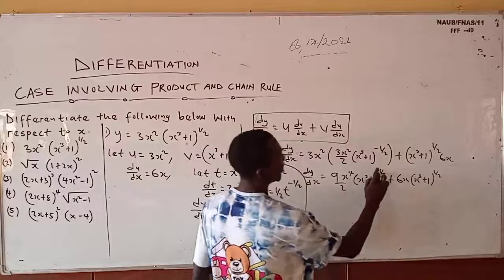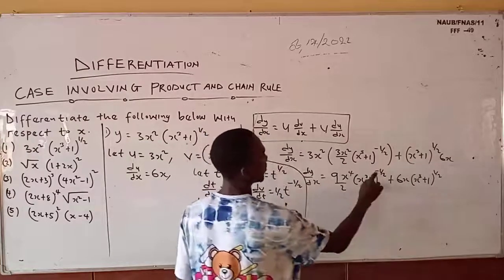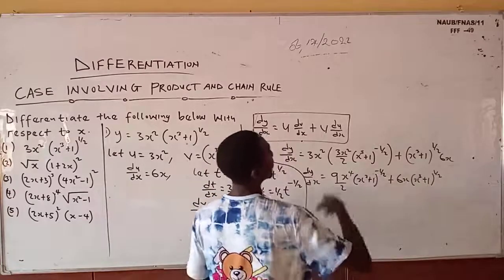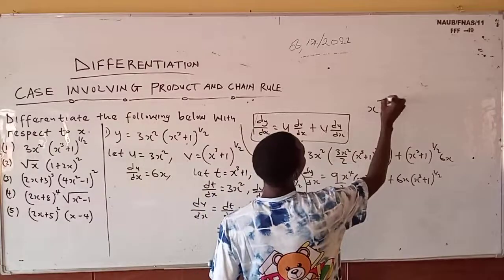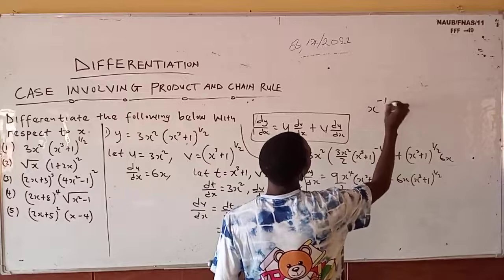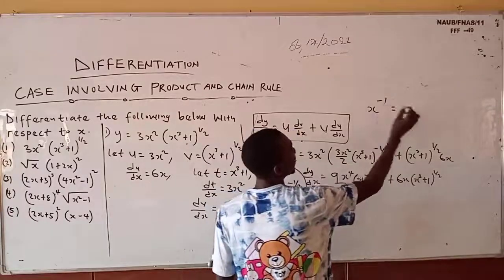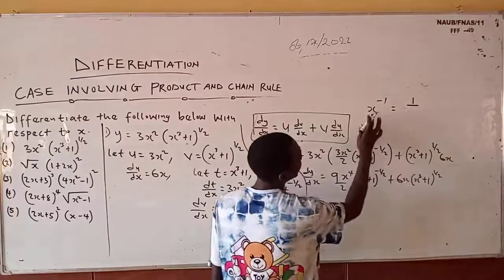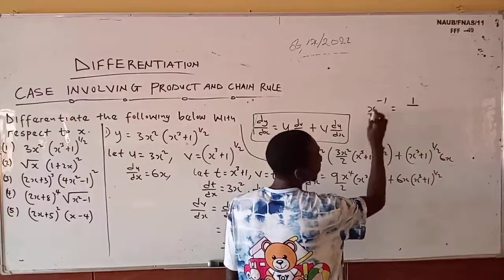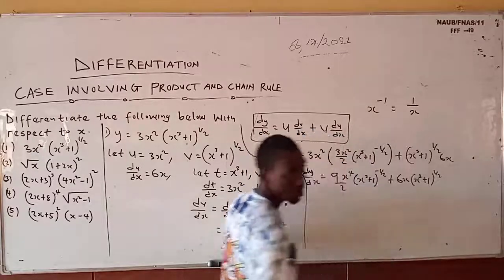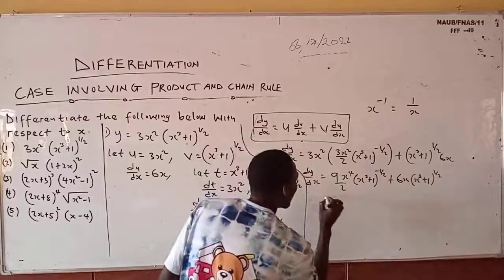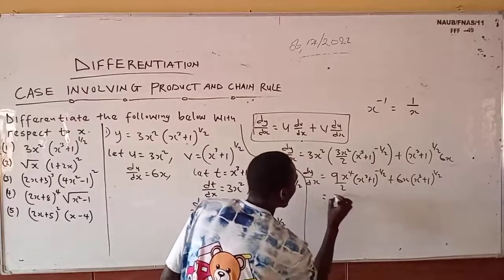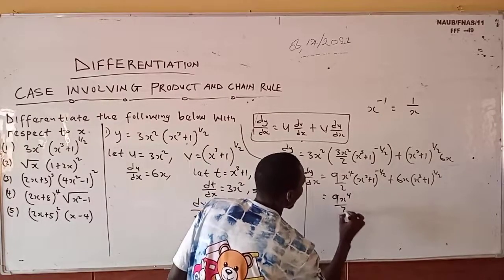I told us from indices, this minus you are seeing here is nothing but, if you have s to the power of minus 1, in indices, this minus is nothing but 1 all over. Then you'll be left with s to the power of 1, and s to the power of 1 is s. Do you get that? So now, this one will be equals to 9s to the power of 4 over 2.